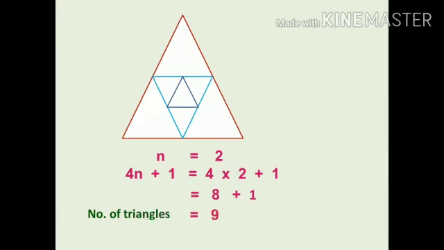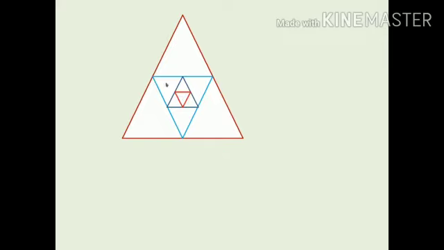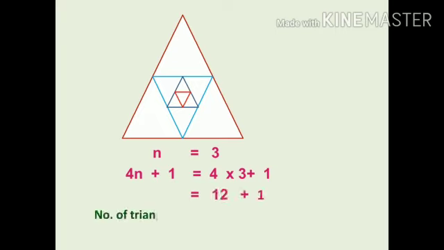Let's see another pattern. It's also the same pattern. First see the number of inner triangles. The number of inner triangles equal to 3. So n equal to 3. Substitute the formula. The formula is 4n plus 1. 4 into 3 plus 1. Do multiplication first. That is 12 plus 1. That is equal to 13. So the total number of triangles in this image equal to 13. So once we understand the concept of formula in this pattern, we can solve this problem very quickly and easily.